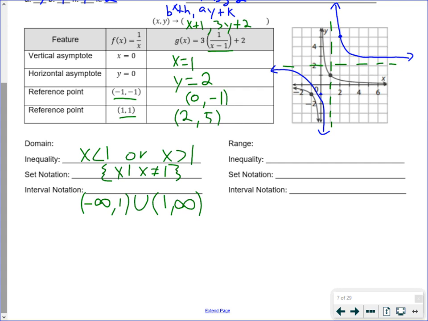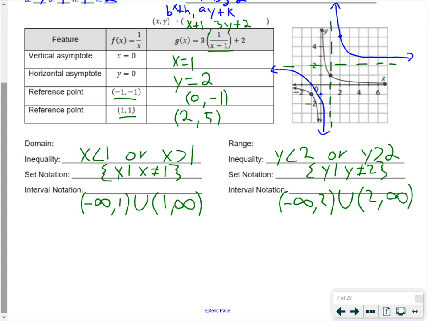And for our range, we can look at the graph and see we get every single y value except for y equals 2, since that's our asymptote. And so we can write our inequality as y is less than our k value, or 2, or y is greater than 2. We can just rewrite that in set notation. So y such that y does not equal 2. And interval notation from negative infinity all the way to 2, union 2 to infinity.